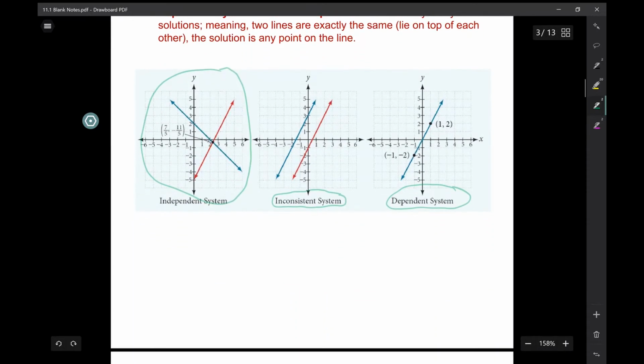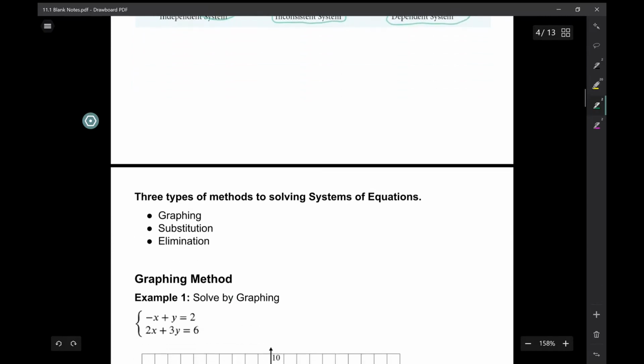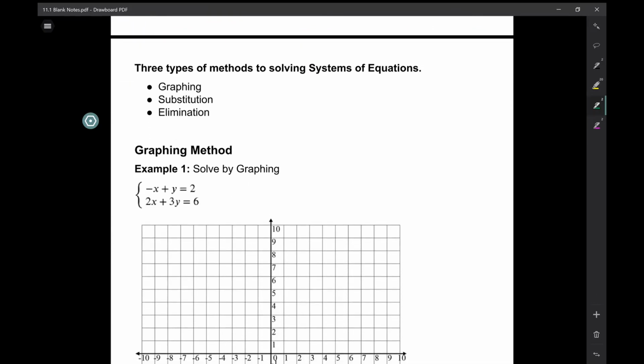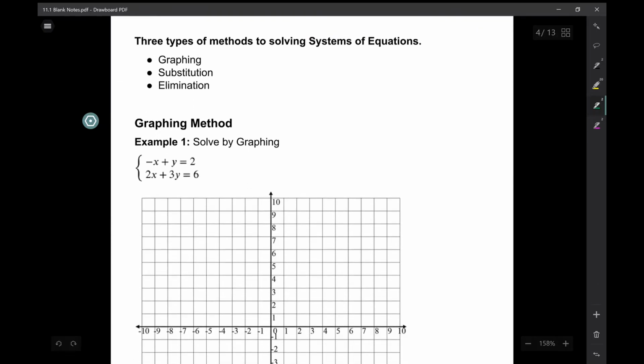All right, let's talk about the ways we can solve these guys. There's 3 methods for solving systems of linear equations. You can do graphing, substitution, or elimination. We're going to start with graphing. All right, so let's do an example.